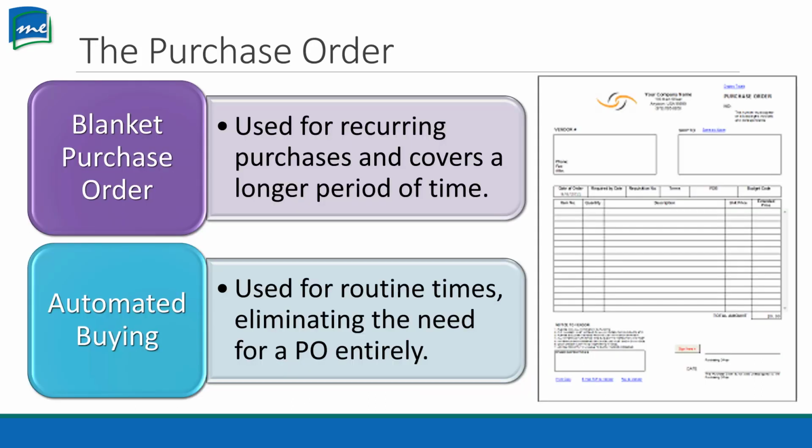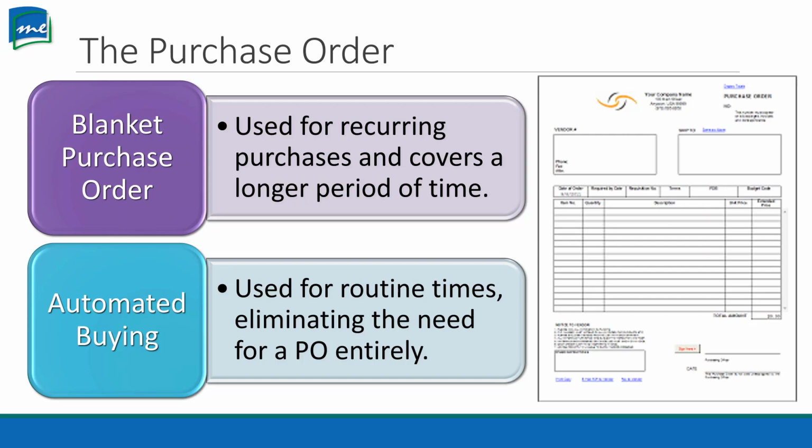So the purchase order. So this is where you're going to send it to the company. This is for external use. So you can have a blanket purchase order. So you can have a reoccurring purchase that covers a long period of time. So I know the federal government uses this because I've done these. I've created these. And then we can do automated buying, used for routine items, eliminating the need for a PO entirely.